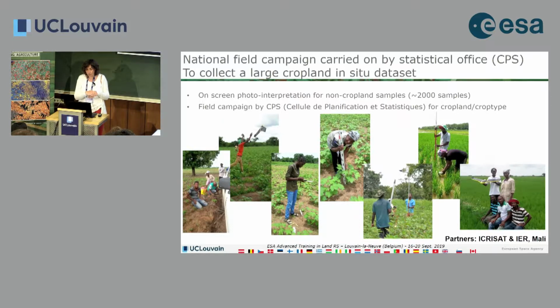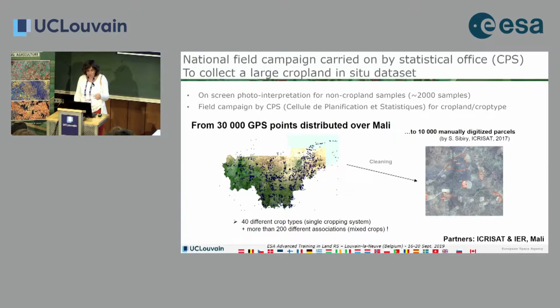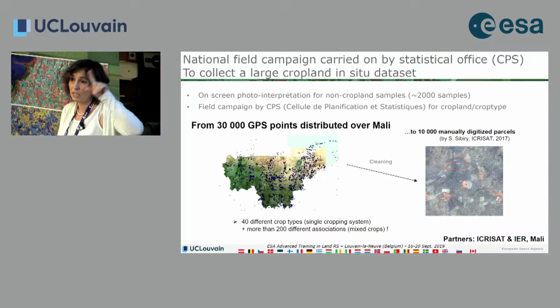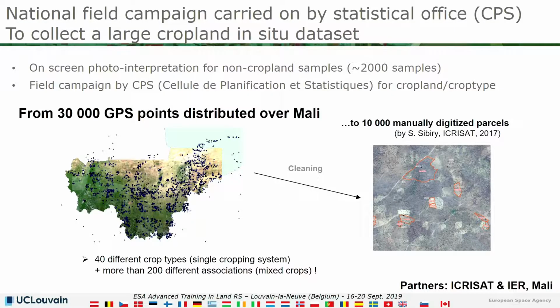And for the non-cropland, there was an on-screen interpretation of around 2,000 samples. You can see some pictures here. From the CPS, we received 30,000 GPS points distributed all over Mali. And I insist on the fact that you should quality check the data that you receive. From these 30,000 points, first they were points, so they needed to be transformed into polygons, because Sen2Agri needs polygons, not points.